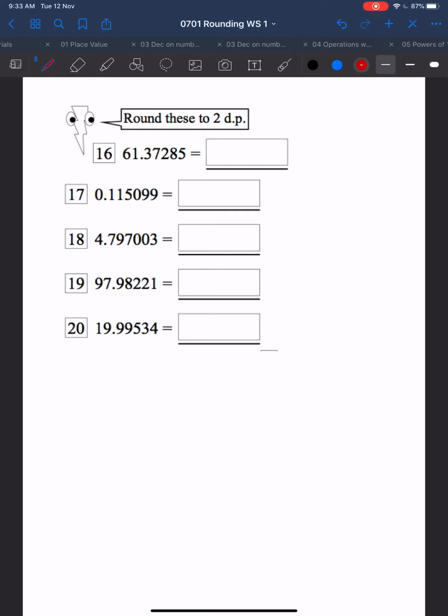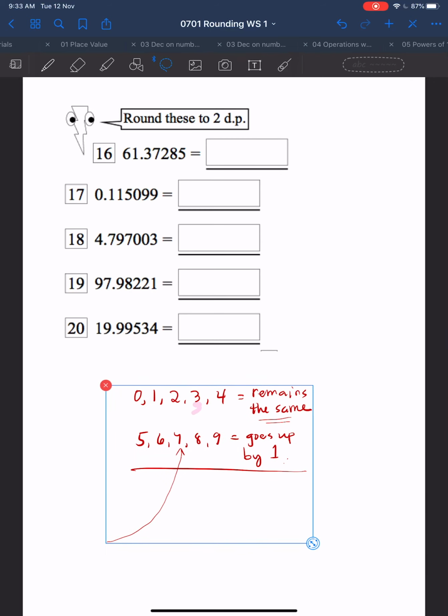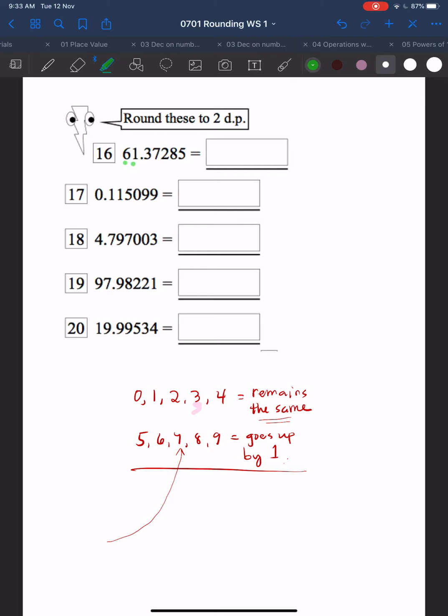And this one, round to 2 decimal places. Okay, again, I'm going to put our cheat sheet here. 2 decimal places. Now remember, you don't count from here. No, no, no. You do not count from there. You count from the decimal point. So 2 decimal places: 1, 2. We are rounding to this number.